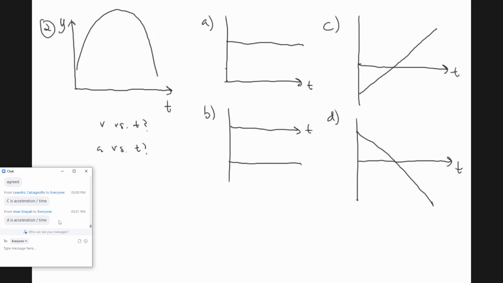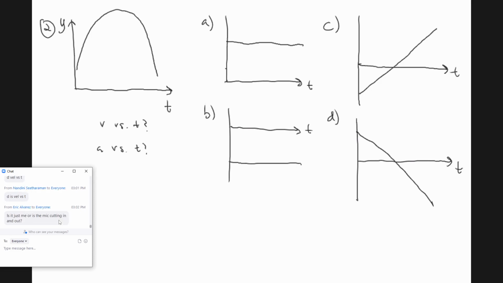Okay. Tiffany says it's D for velocity. Stephanie agrees. Iman says that it's D for acceleration. Leandro says it's C for acceleration. Tiffany says it's B for acceleration. Okay. Getting a lot of D is velocity versus time. Since Tiffany, you were the first to answer, feel free to explain your answers.